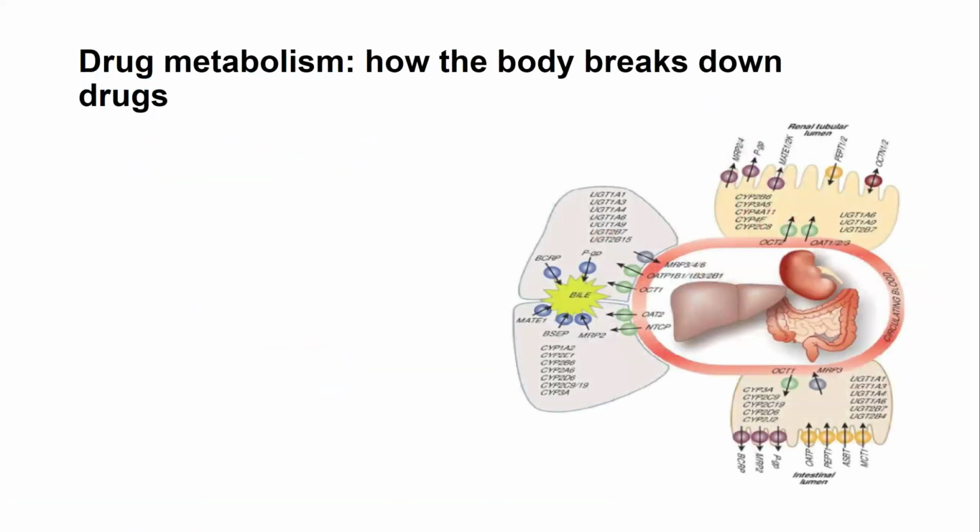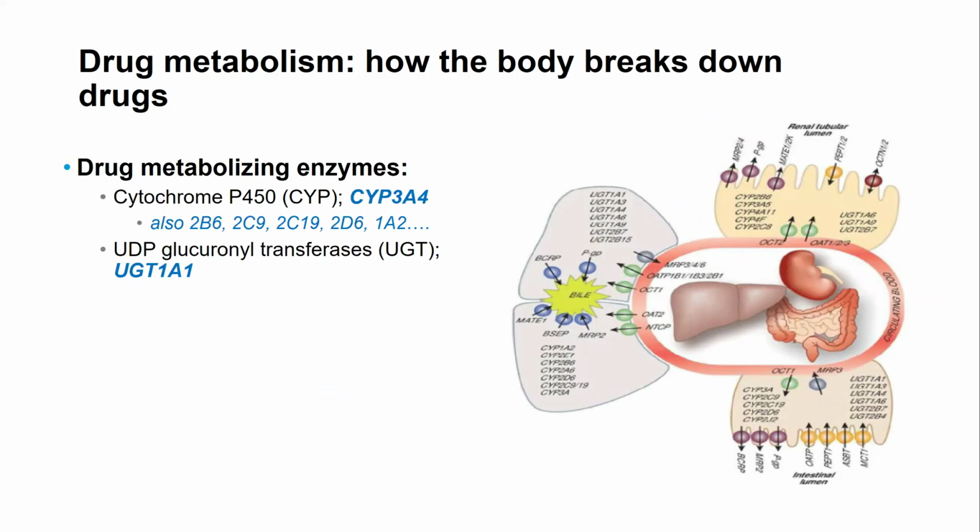There are two important systems involved in drug metabolism, and these include drug metabolizing enzymes and transporters. The cytochrome P450 system is a superfamily of microsomal enzymes primarily located in the liver and small bowel, which chemically oxidize or reduce drugs in endogenous substances. CYP3A4 is the most common enzyme involved in the metabolism of pharmacologic agents.